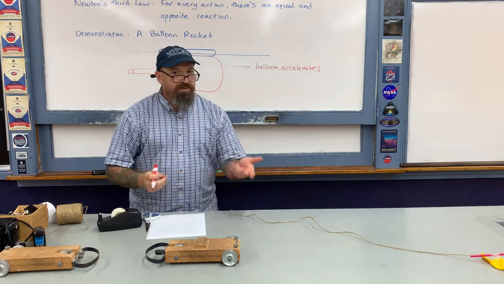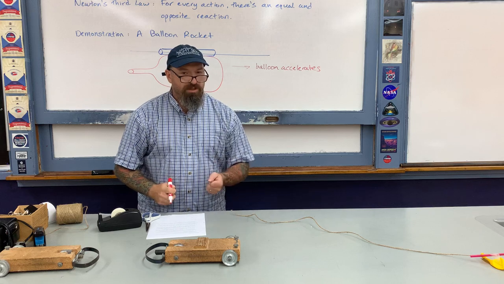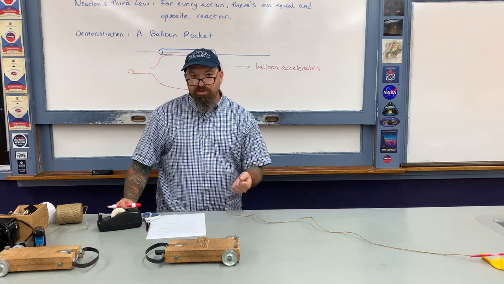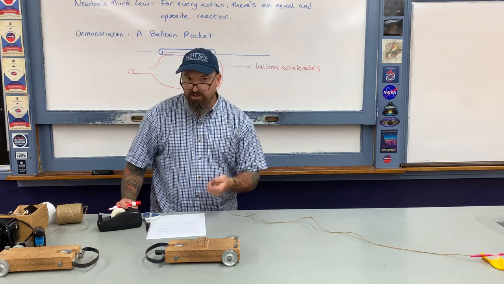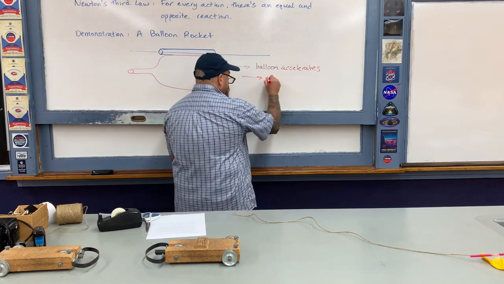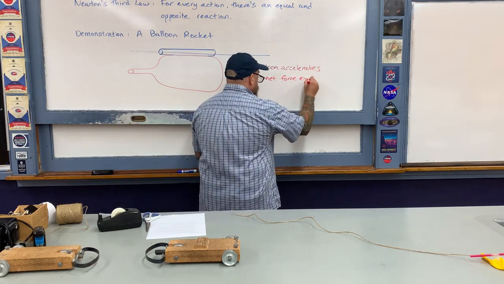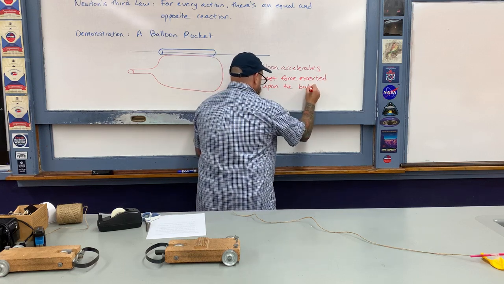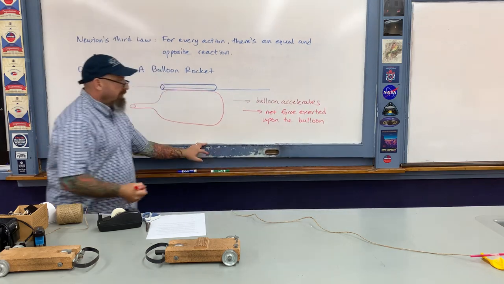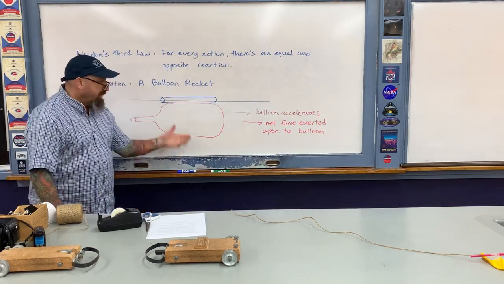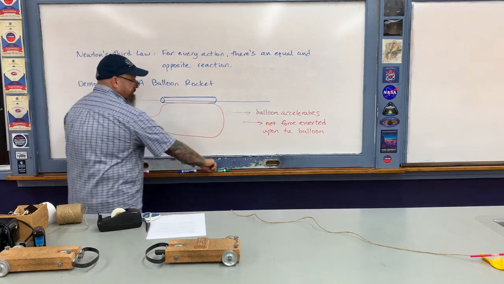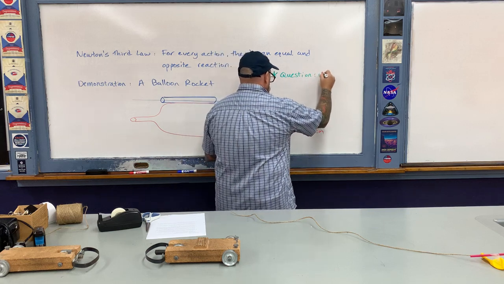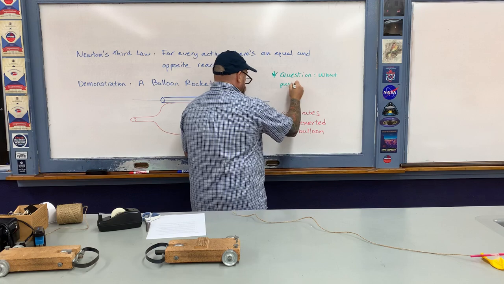Now, if the balloon accelerates according to Newton's first law, what must be present? A net force. According to Newton's second law, in which direction does the net force act? In the same direction as the acceleration. In other words, there is a net force exerted upon the balloon. The question is, however, what exactly is pushing the balloon to the right-hand side? What pushes the balloon?